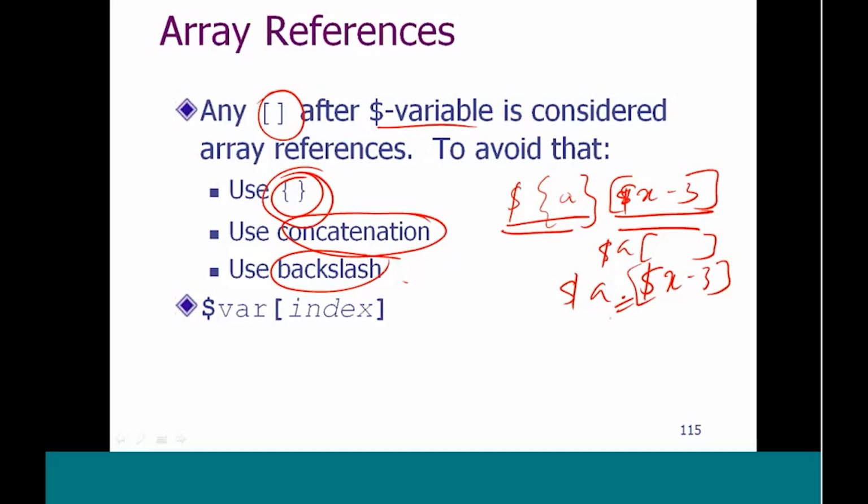And then the third way is to use the backslash, like $a, and then escape the square bracket, $x minus 3, and then also escape with another square bracket. So all three can be used. Otherwise, it is just treated as the variable with an index. So let's look at some examples.